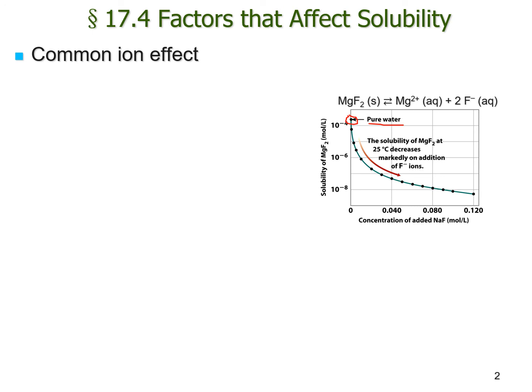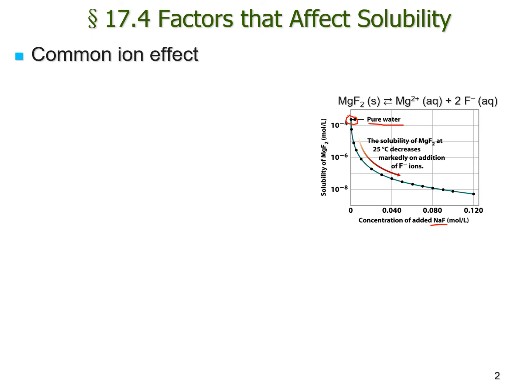But once we put this equilibrium into a solution of sodium fluoride, we find the solubility decreases dramatically. The reason I say dramatically is that if you look at the coordinates on the y-axis, you realize it's not in multiples, it's logarithmic: 10 to the negative fourth, 10 to the negative fifth, 10 to the negative sixth, 10 to the negative seventh, 10 to the negative eighth. So the solubility of the salt decreased dramatically to the neighborhood of 10 to the negative eighth moles per liter. We are talking about the solubility decreasing by a factor of 10,000.